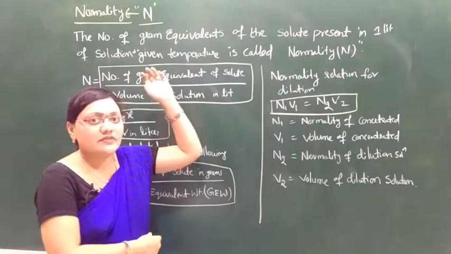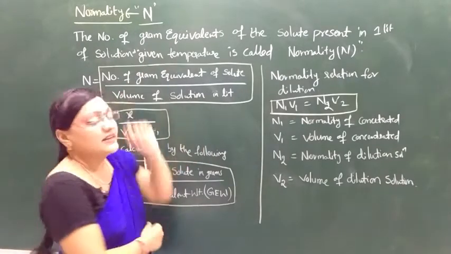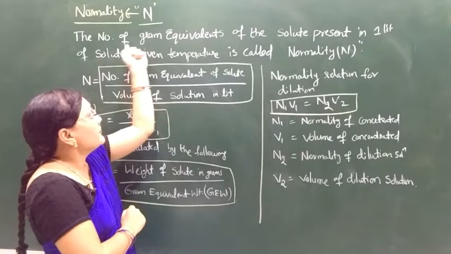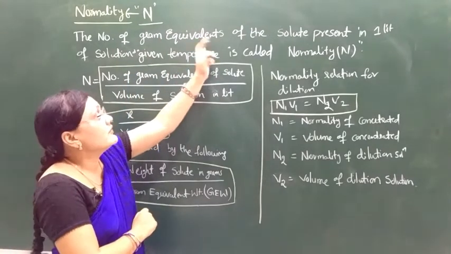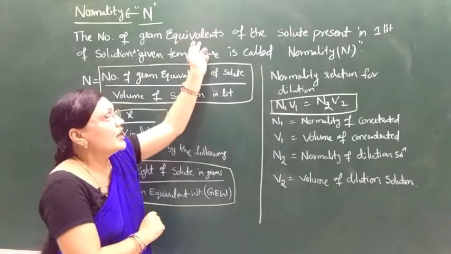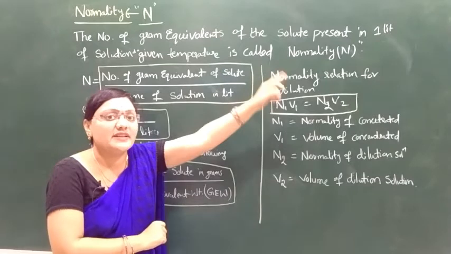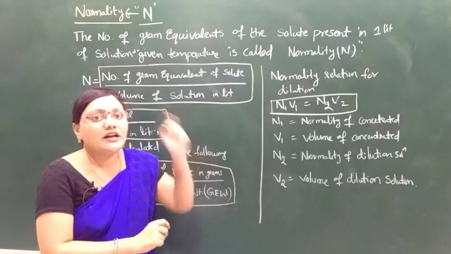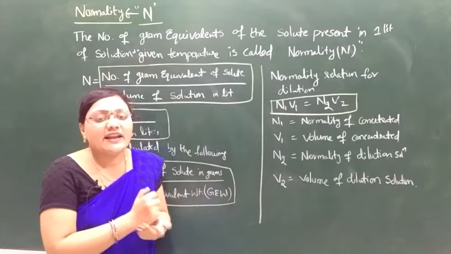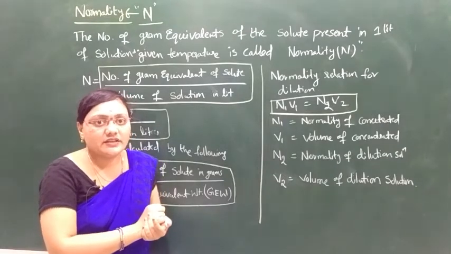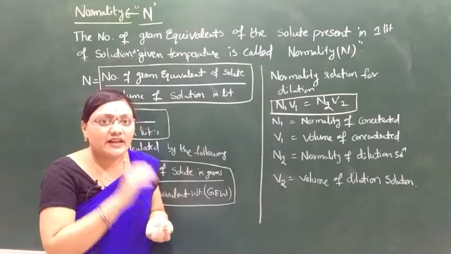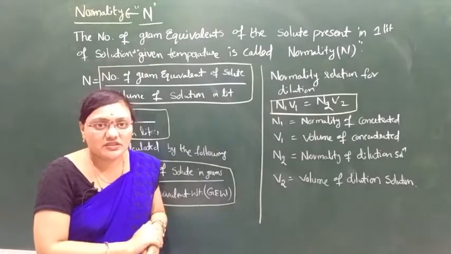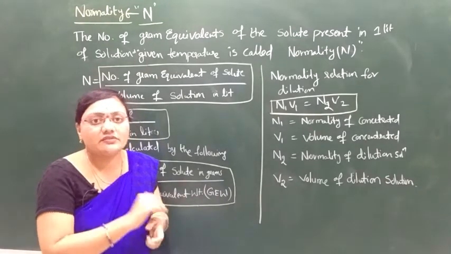Okay, and next topic is normality. Normality is the number of gram equivalents of the solute present in 1 liter of the solution at a given temperature. Equivalent weight: what is equivalent weight? The weight of a substance that reacts with 1 gram of hydrogen or 8 grams of oxygen is called equivalent weight.